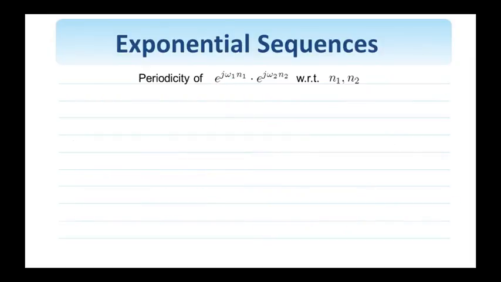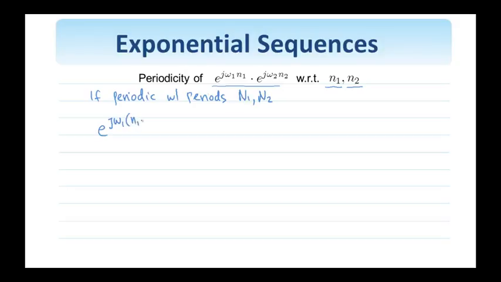Let us look now at the periodicity of this two-dimensional complex exponential with respect to the spatial coordinates, n1 and n2. So the question is, is the complex exponential always periodic with respect to n1 and n2? So if it were periodic with periods N1 and N2, then this equality should hold true.